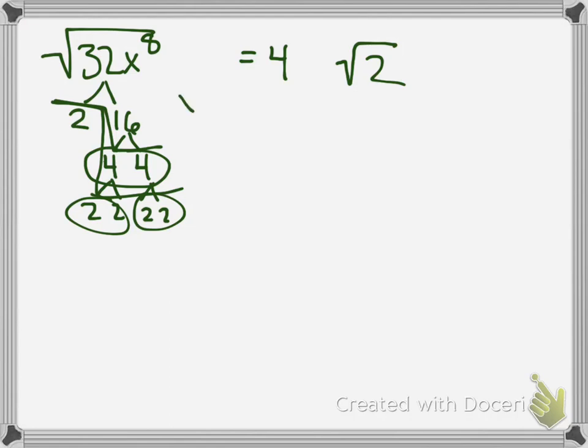Now, x to the 8th means I will split that up and start grouping them by pairs, but I'm going to write 8 x's. So how many pairs did I get?